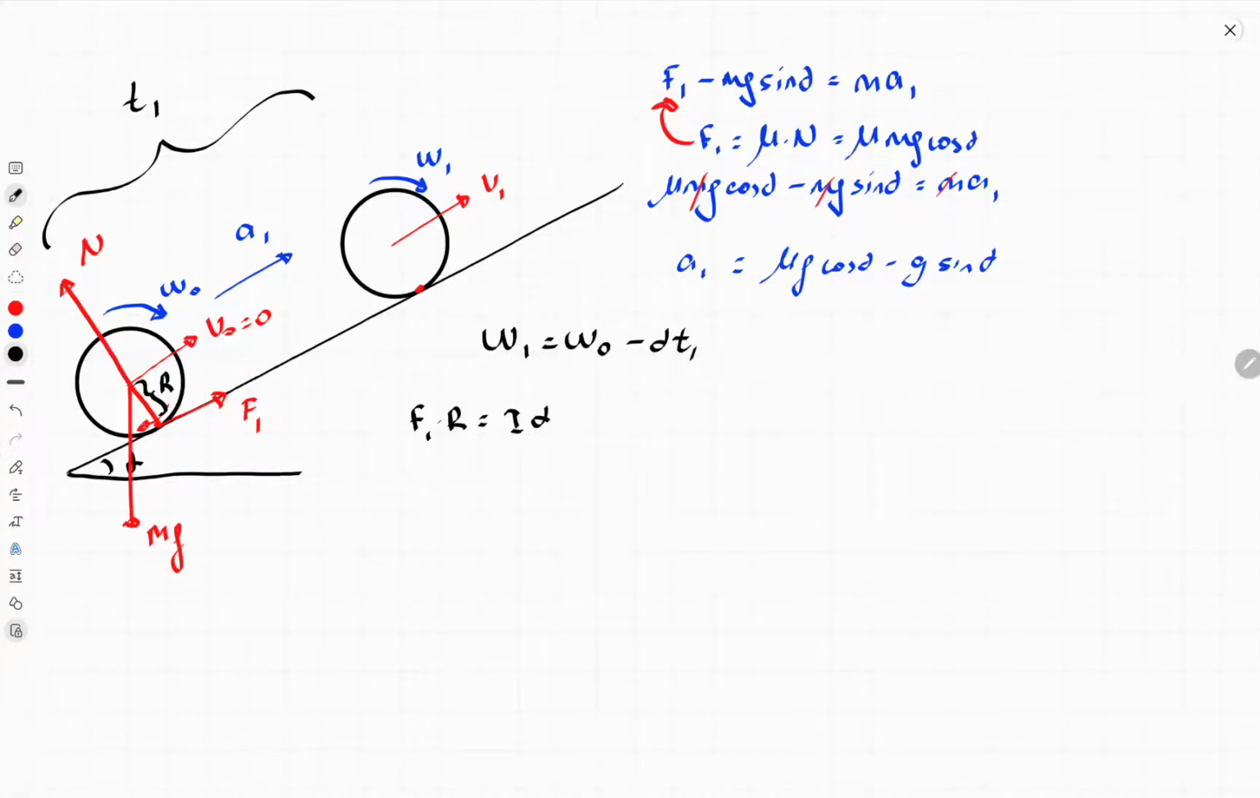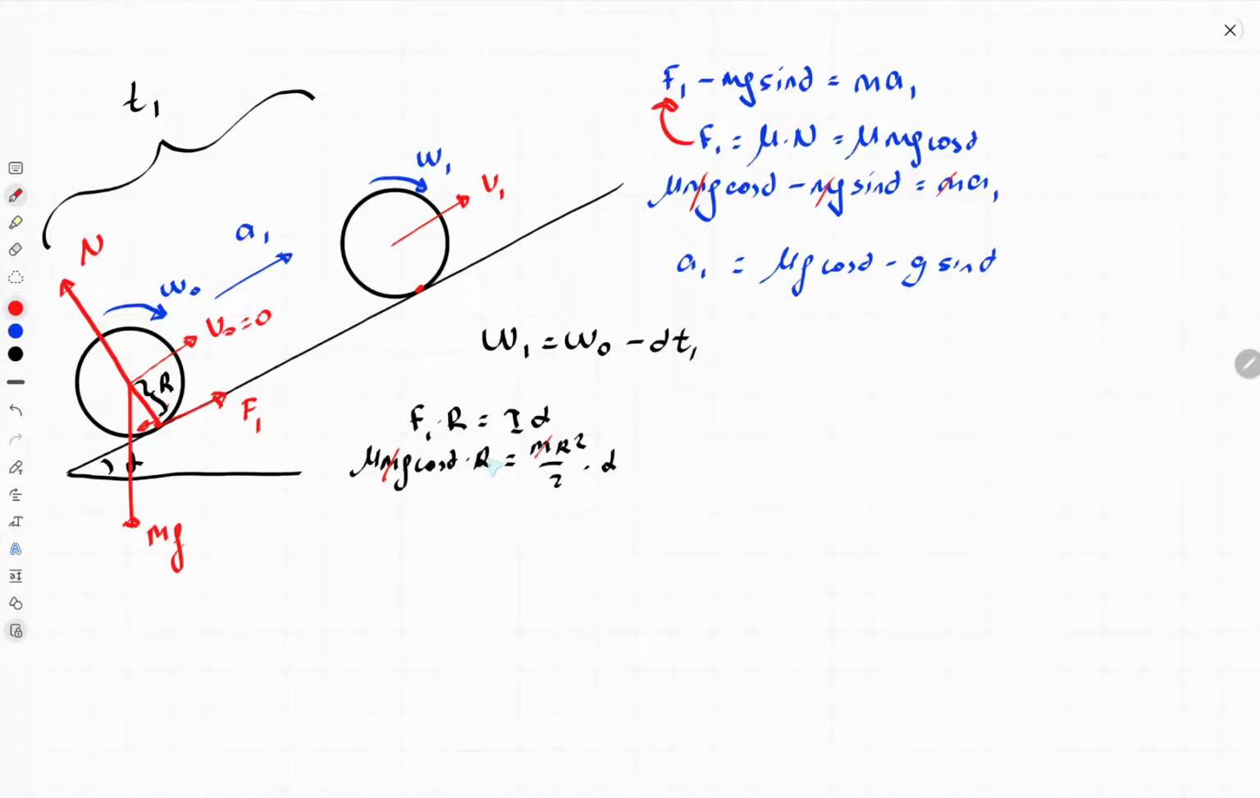And we know that the friction force equals this one, so mu mg cosine alpha times radius equals the moment of inertia times angular acceleration. This is a cylinder, so the moment of inertia equals m r square over 2, times alpha.